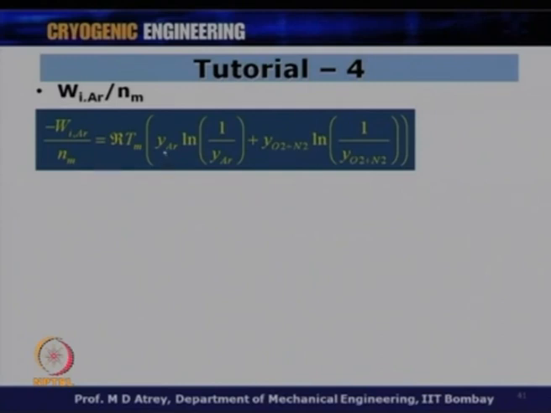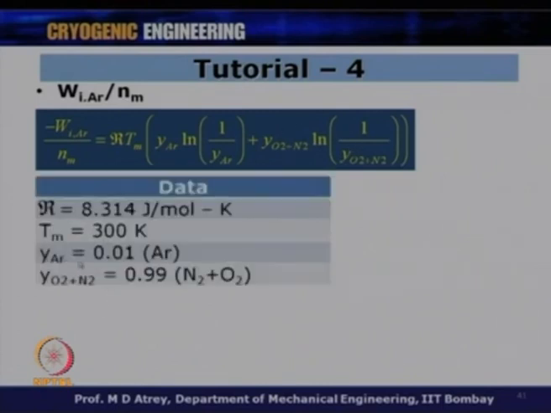So, the formula is y_Ar log 1 upon y_Ar plus y_(O2+N2) log 1 upon the molar fraction of oxygen plus nitrogen. This is a small mixture by itself, because out of a mixture of A plus B plus C, I just want to take out A, that is it. I am not interested in separating B and C. So, B and C will always remain in a mixture form here. So, what is my y_Ar? y_Ar is 0.01 and y_(O2+N2) is 0.99, nitrogen plus oxygen, 0.78 plus 0.21, which is 0.99. So, this is what y_(O2+N2) will be here.